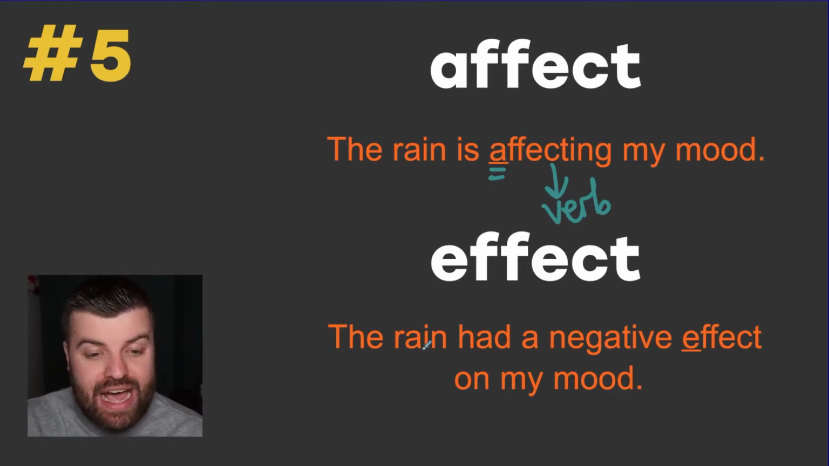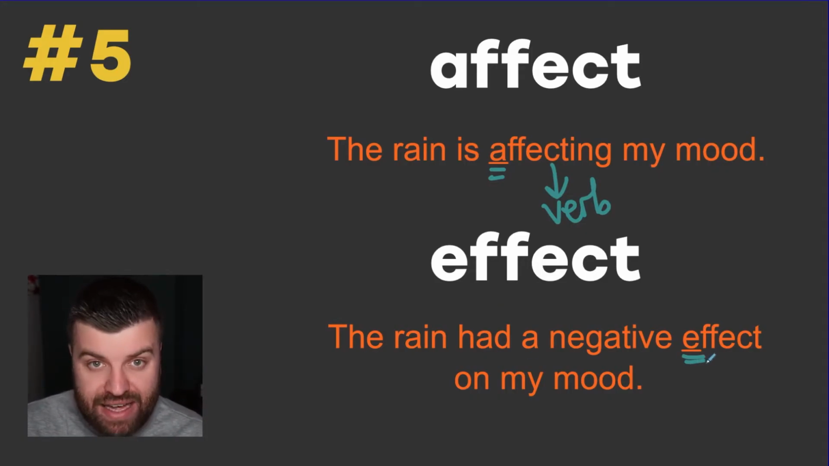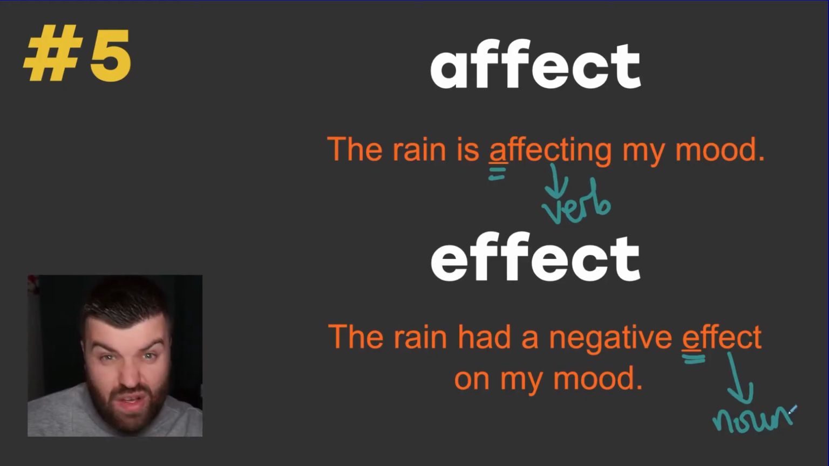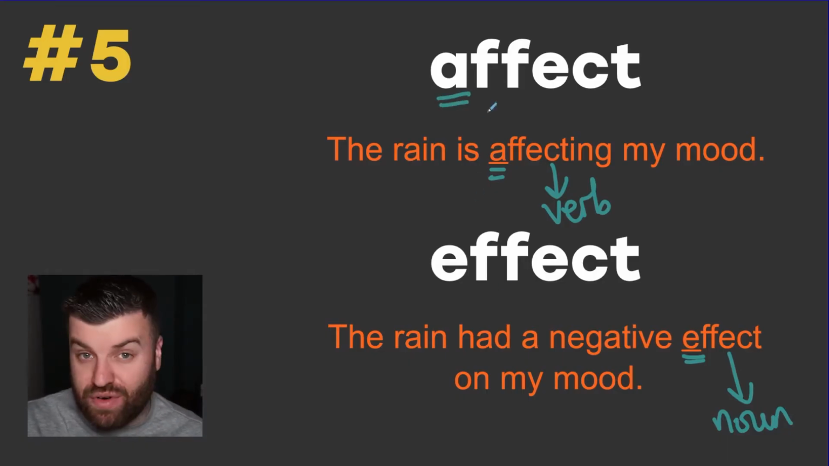And at the bottom here, we have, the rain had a negative effect, with an E. We're using that as a noun. It's already happened and we can describe that effect. It could be that your clothes are damp. It could be that your mood has changed, but it is used here as a noun. So affect with an A is for a verb and effect with an E is for a noun.